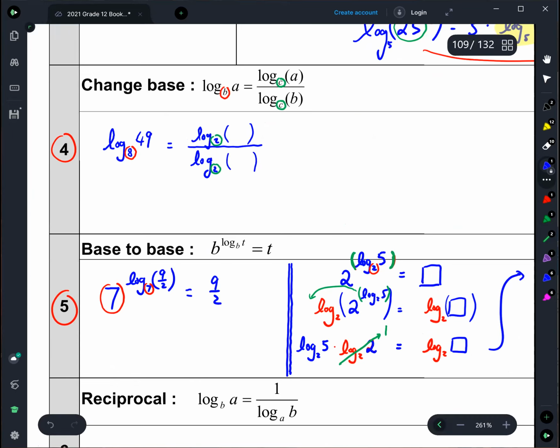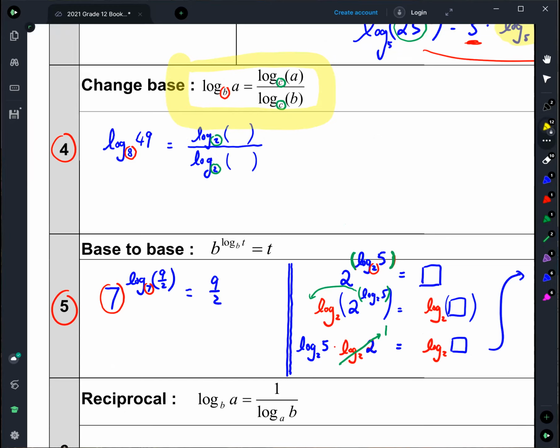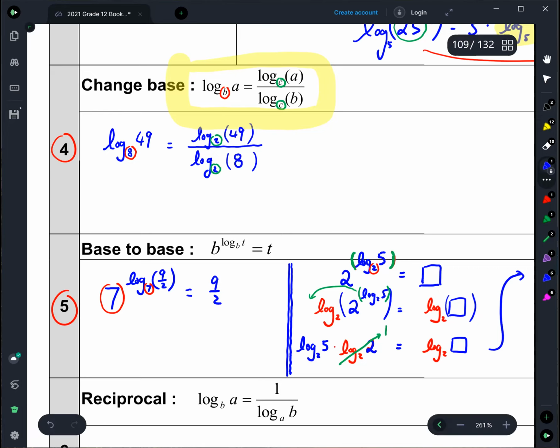Right, you look, compare with the law, right? The law change base rule. 49. Yes, very good. The 49 is like the A, right? A, B, C, A. Right? What about denominator? 8. Yes. Okay, everyone follows up to here? How we get the 49 and the 8? Can you raise your hand?